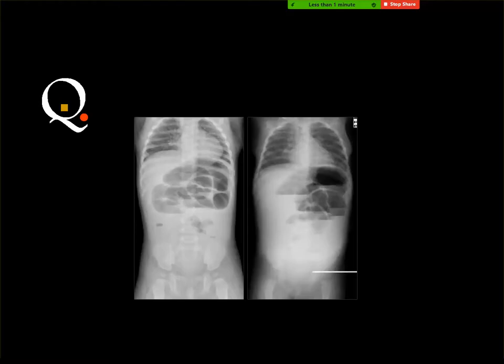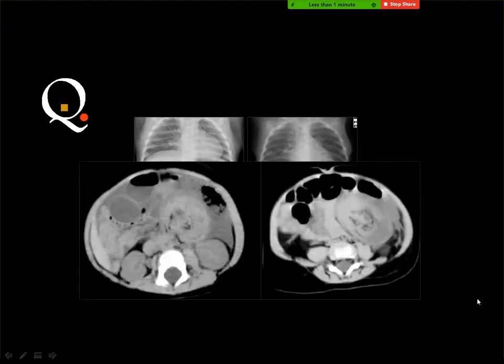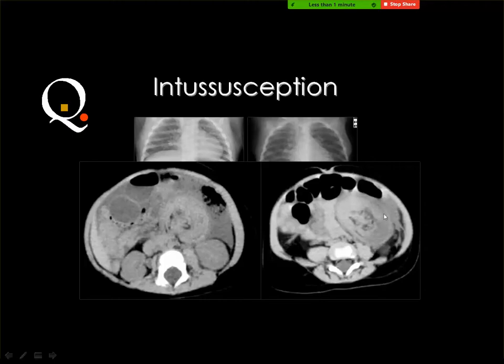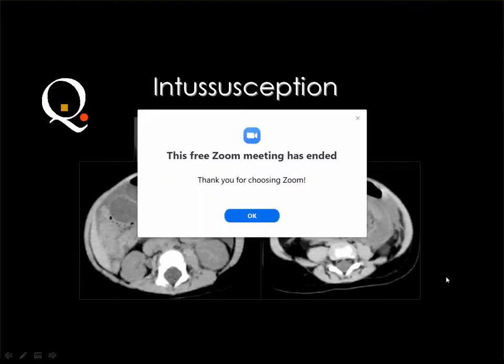Obstruction. Yes, proximal intestinal obstruction. This is the CT scan. Volvulus. No. Intussusception. Yes, and this is not the site of the volvulus. You can see a loop inside a loop, and this is intussusception with obstruction.